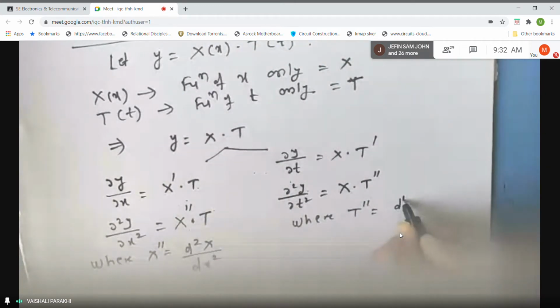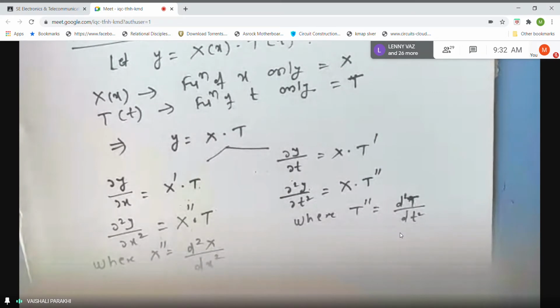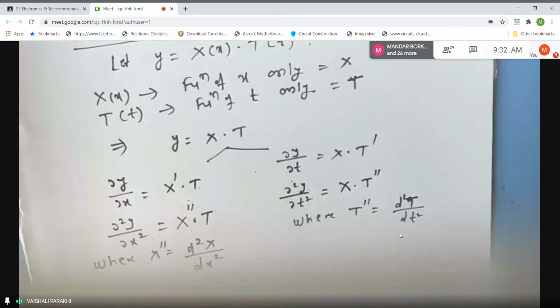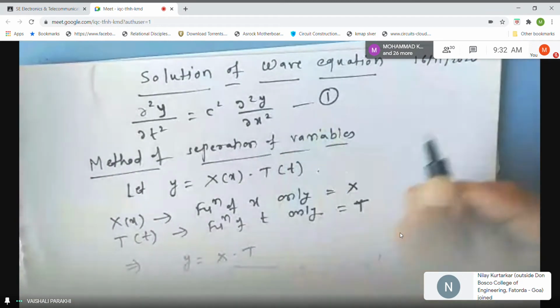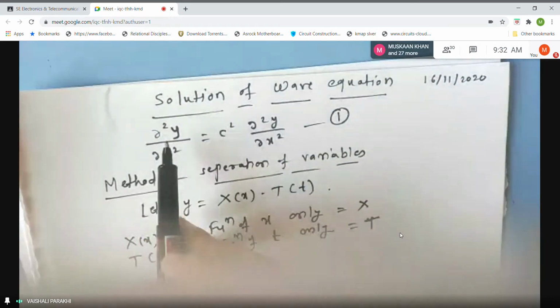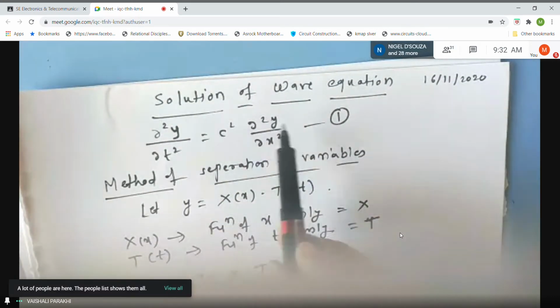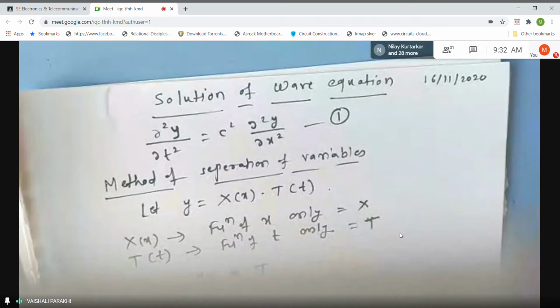So can you tell me what this T double dash stands for? It will be d square T by dt square, meaning the second order derivative of capital T with respect to small t. Okay. Now suppose this is our equation number 1. Which equation? Your one dimensional wave equation. Now we got dou square y by dou t square and dou square y by dou x square also.